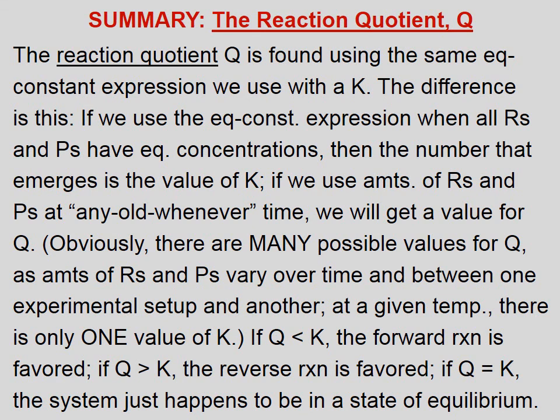If Q is less than K, the forward reaction is favored. If Q is greater than K, the reverse reaction is favored. If Q is equal to K, the system just happens to be in a state of equilibrium.